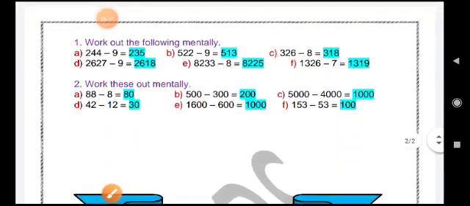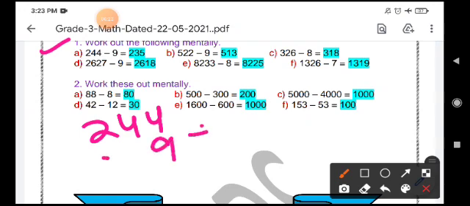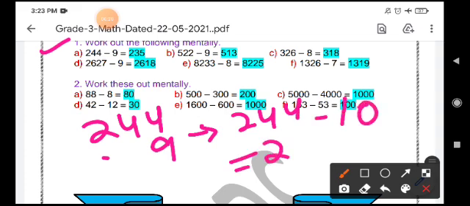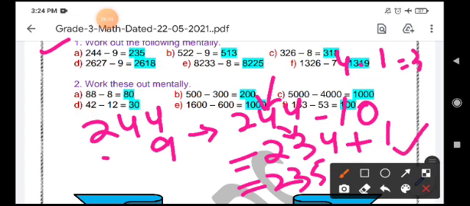Now, question 1. Work out these mentally. 244 minus 9. What will you do? You will do this. 244 minus 10 is 234. You are going to decrease this tens place, that is 4, by 1. 4 minus 1 is 3. So you are going to change this place only. And later you are going to add 1. 234 plus 1 is 235. So you can do this mentally.